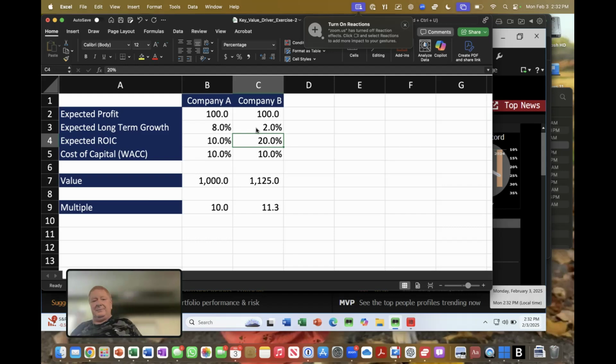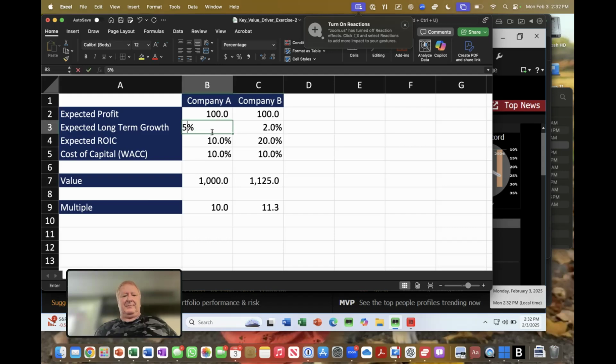Final scenario, when you reset everything, what happened when company A had a negative spread and increased the growth? What's going on here?